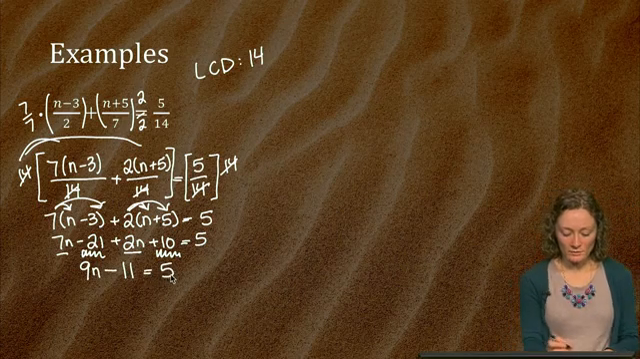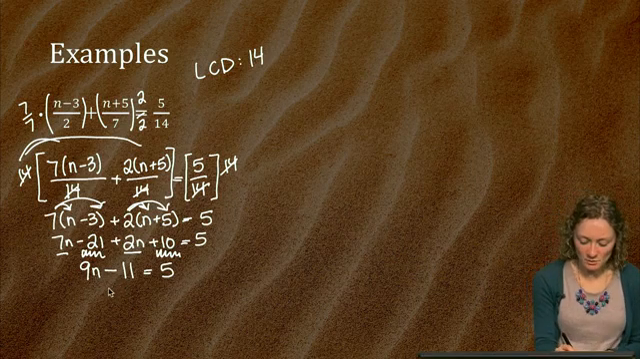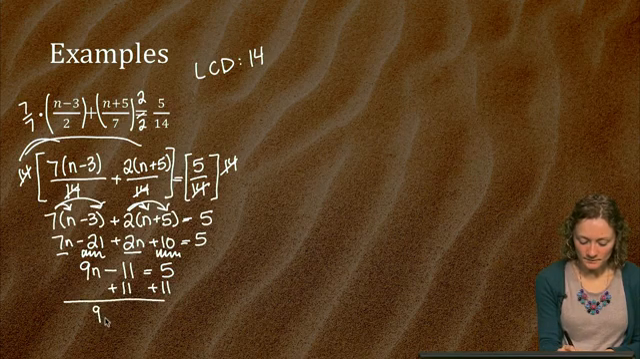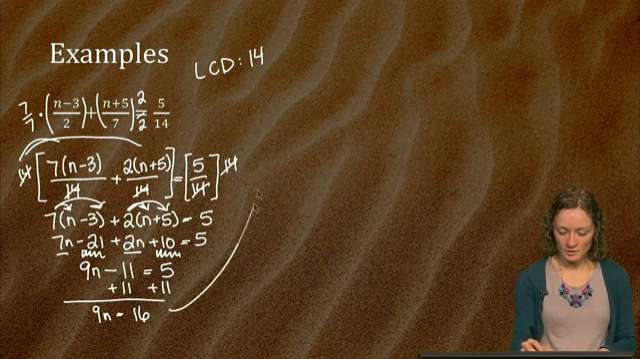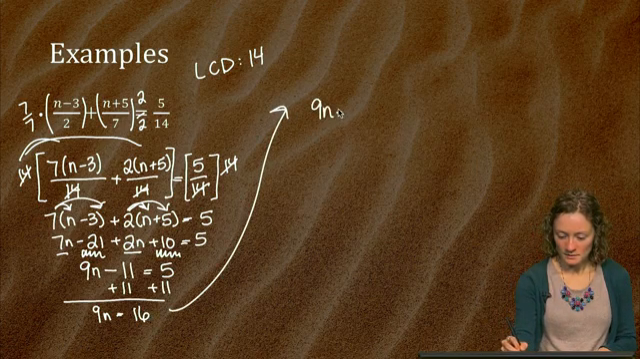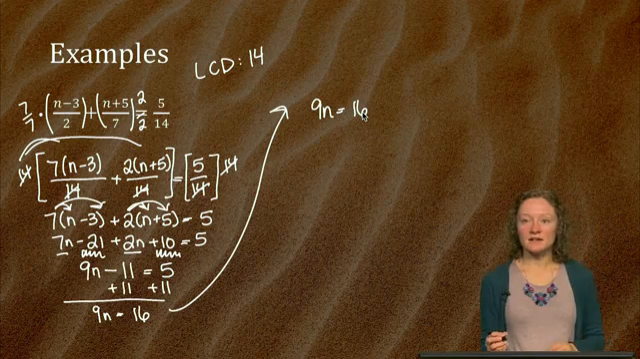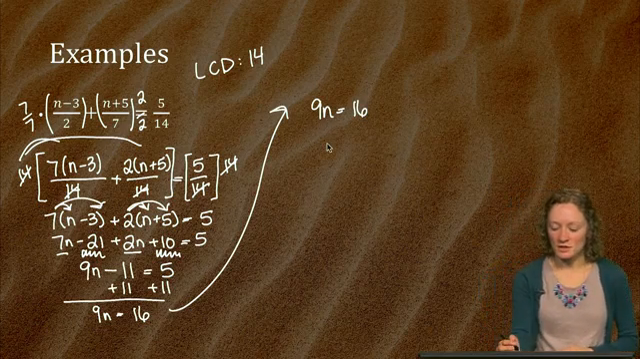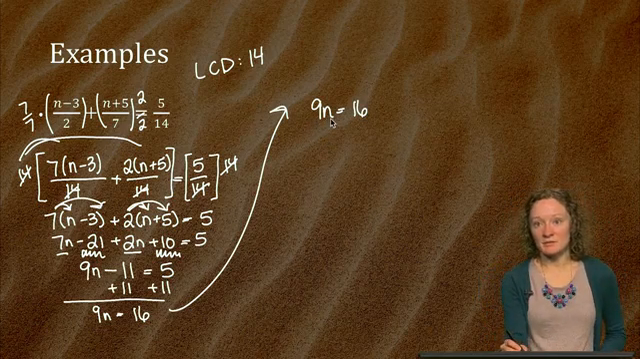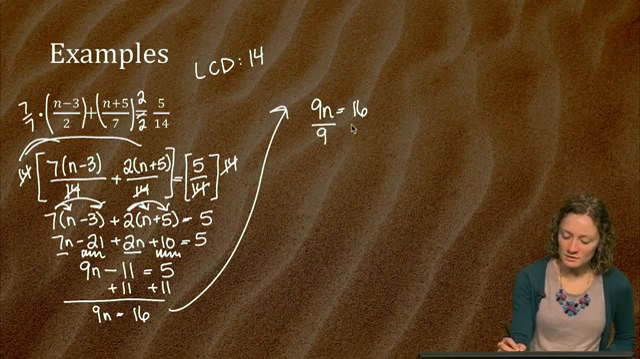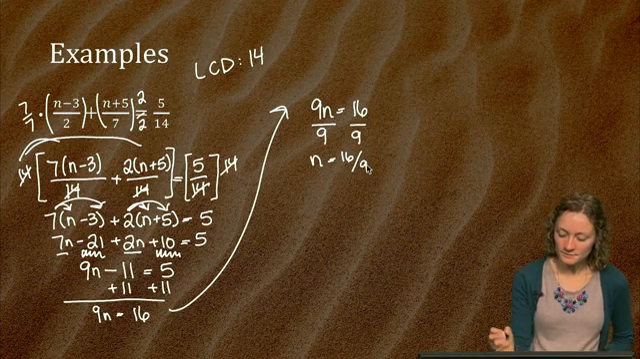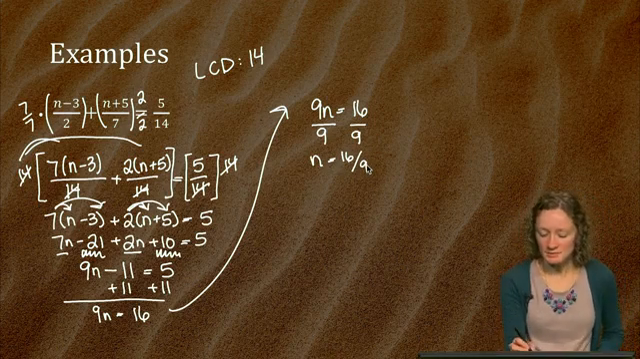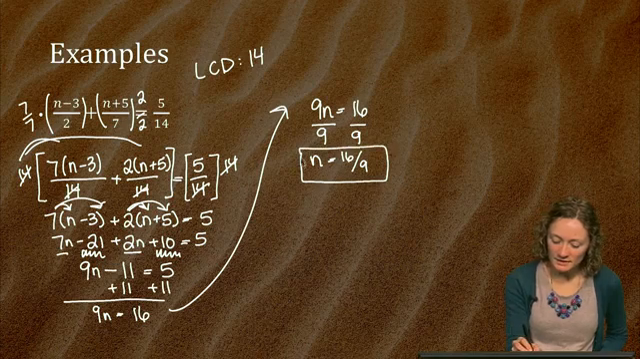And get the variable on one side, numbers on the other. So we'll add 11 to both sides. And finally, undo the final operation on the variable. In this case, 9 is being multiplied by n, so we divide both sides by 9, giving us 16 over 9. Doesn't simplify. It's as good as it gets.